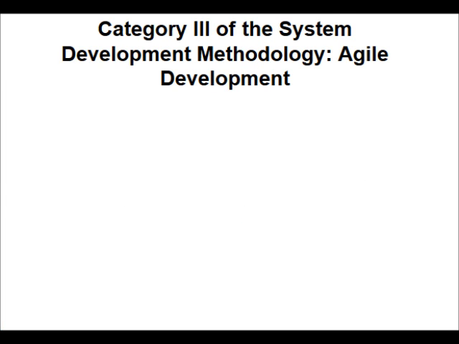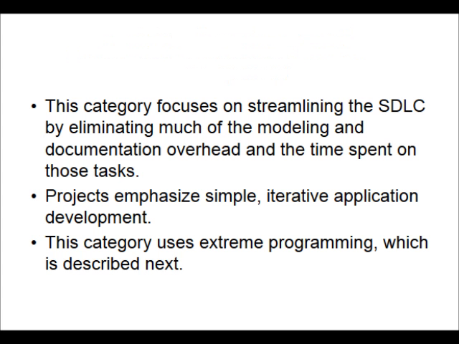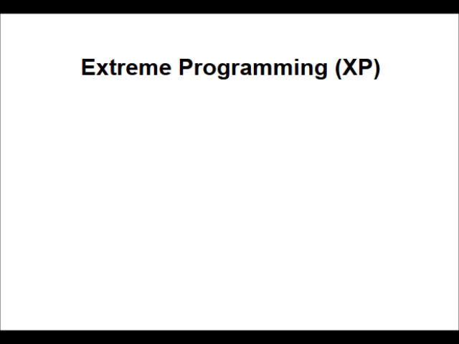Category 3 of the system development methodology is agile development, which is used currently by most of the companies. This category focuses on streamlining the SDLC by eliminating much of the modeling and documentation overhead and time spent on those tasks. Projects emphasize simple iterative application development. This category uses extreme programming, which is described here.